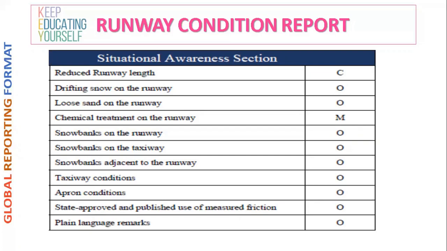Snowbanks on the runway, thereafter snowbanks on the taxiway, snowbank adjacent to the runway, taxiway condition, apron condition, state approved and published use of measuring friction, plain language remarks. So the runway condition report is not including only the runway condition. It is including conditions adjacent to the runway, even taxiway conditions and apron conditions. If we want to include something more, we can include it in plain language. So this much freedom has been given to us, so that the situational awareness section will give complete information to the pilot in command in taking decisions.